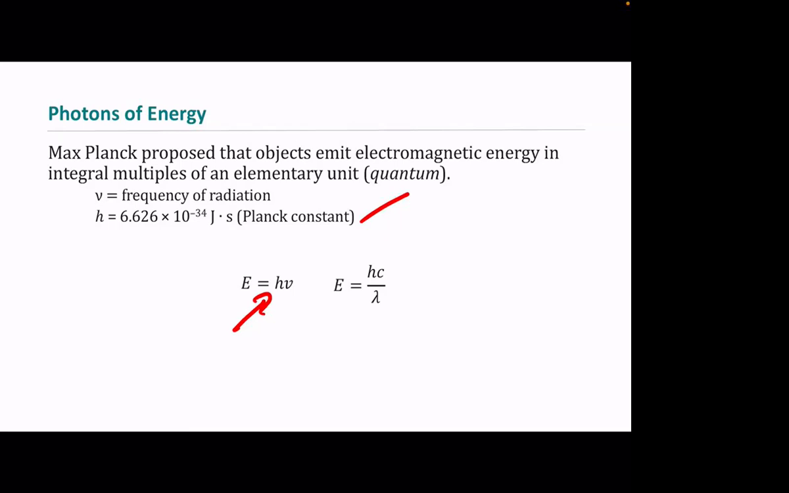Classical physics would have said, well, there's an infinite number of energies between 1 and 2. Everything between 1 and 2. And Planck is saying that's not the case.